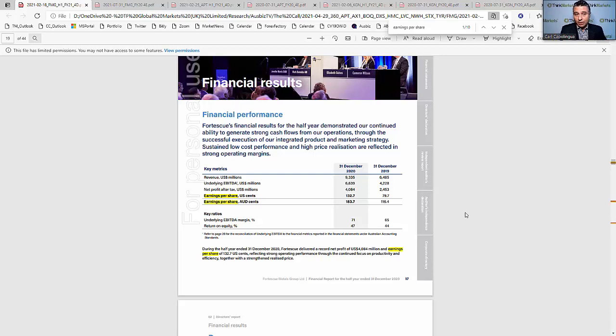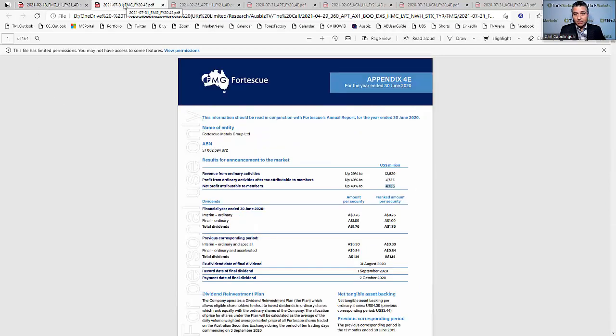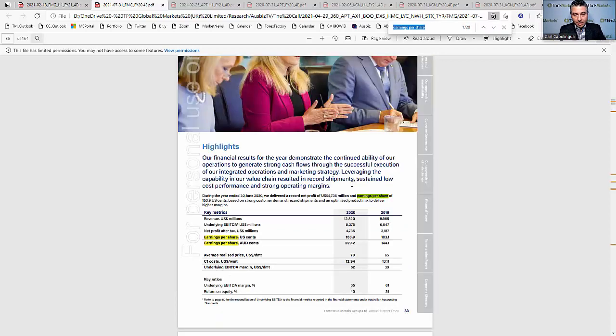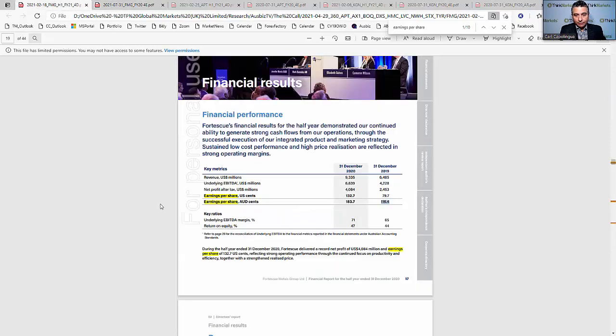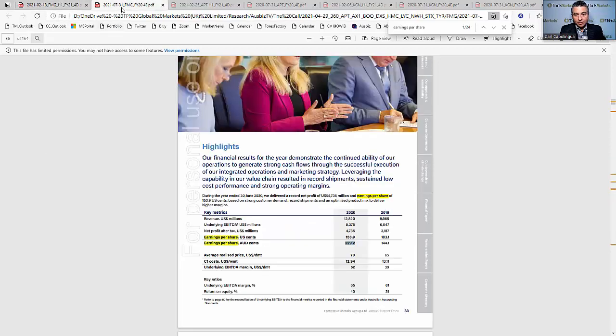There's a very quick and easy way to check that, and that is to have a look at the amount it earned in the previous corresponding first half, and then go to the Appendix 4E, which I'm assuming you have sourced, which is the full year report for the year ending 30th of June 2020. If we go Control F again and type in earnings per share, we can see that for the full year 2020, we earned $2.29 in AUD. So for the first half of 2020, we earned $1.16, and in full year, we earned $2.29.